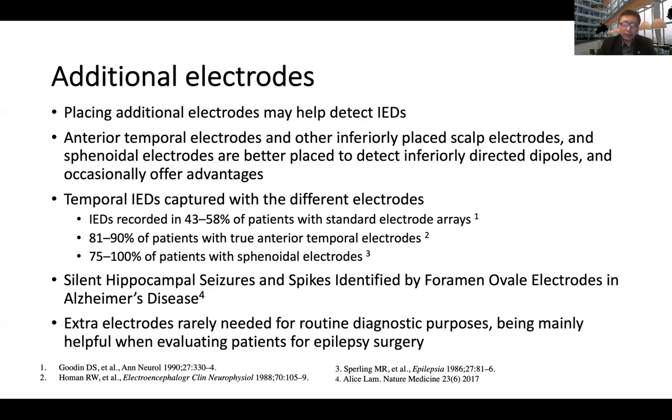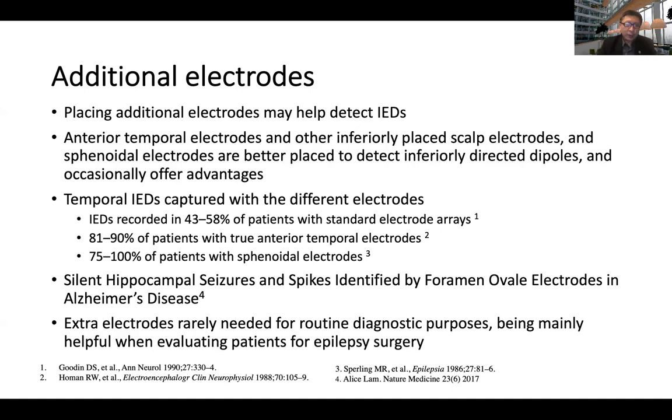Temporal IED capture differs with different electrodes. For example, IED are recorded in about 43 to 58% of patients with a standard electrode array, but when we use special electrodes to cover the temporal lobe, it can be up to 81 to 90% with the true anterior temporal electrode. And if you use a sphenoid electrode, the yield of detecting IED can increase to about 75 to 100% of cases with temporal IED coming from the temporal or mesial temporal area.